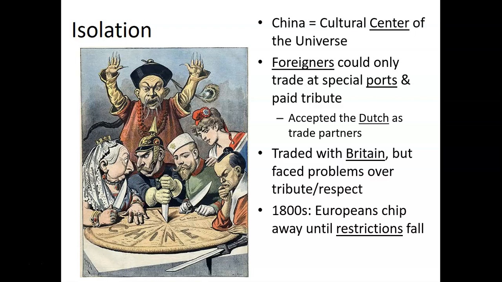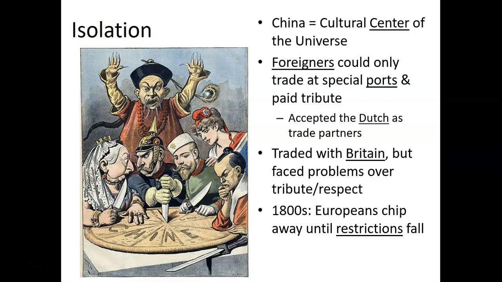And foreigners can only trade at special ports. They have to pay certain tributes if they're from different areas outside of the Dutch. The Dutch are the only really truly accepted trade partners to the Chinese. That's because the Chinese know that they just want trade. They're not a big country. They're not going to be able to subjugate them and control them enough. So they're not necessarily scared of them in that way. That's one of the reasons why they're able to be accepted trade partners.